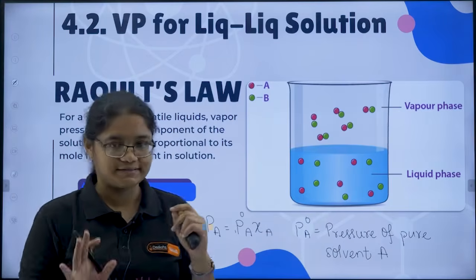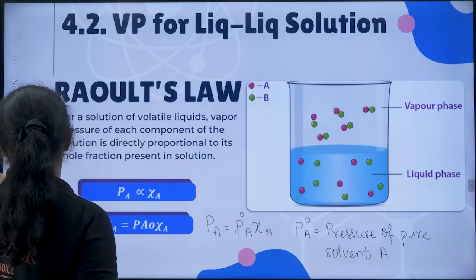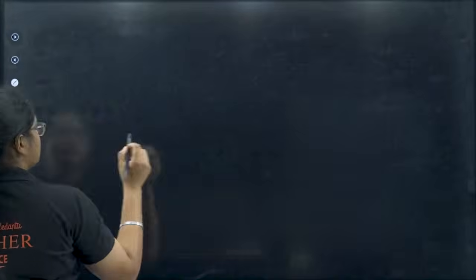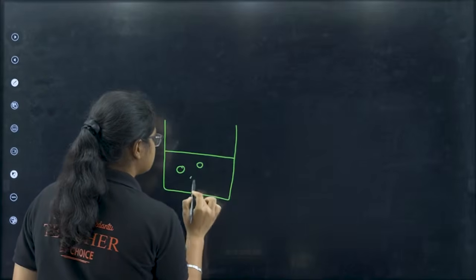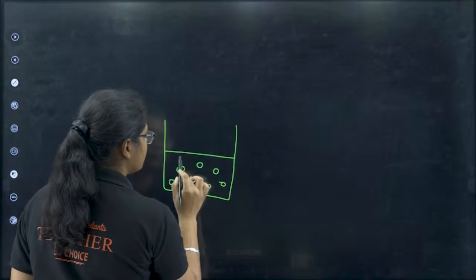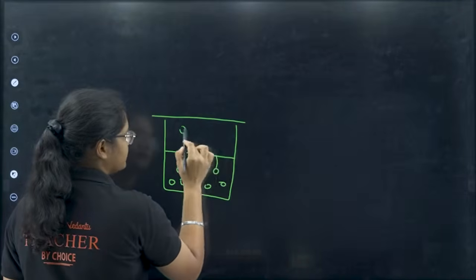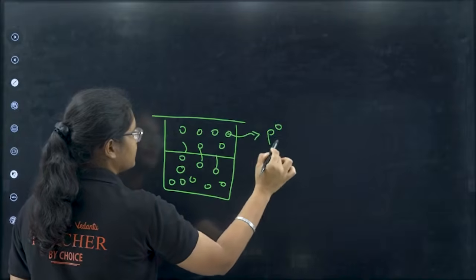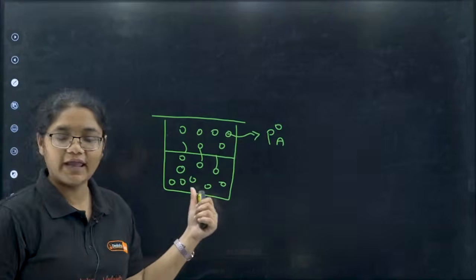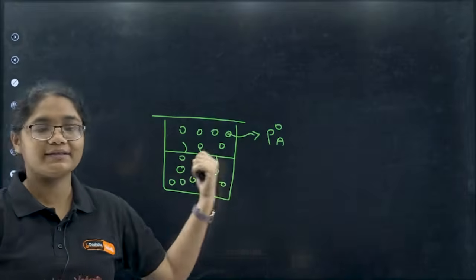Now what is this one? Let me just explain again. When I have only A particles here, there is no B, only A particles, this will create some vapor pressure. So this pressure is called P naught A: the pressure due to A when only A is present.